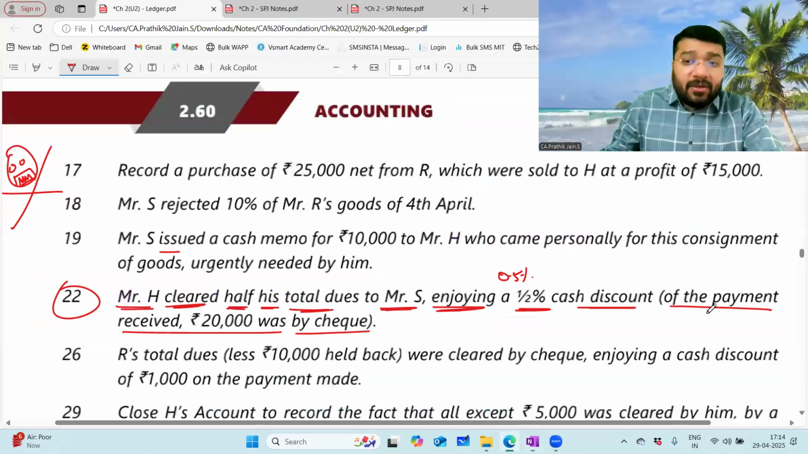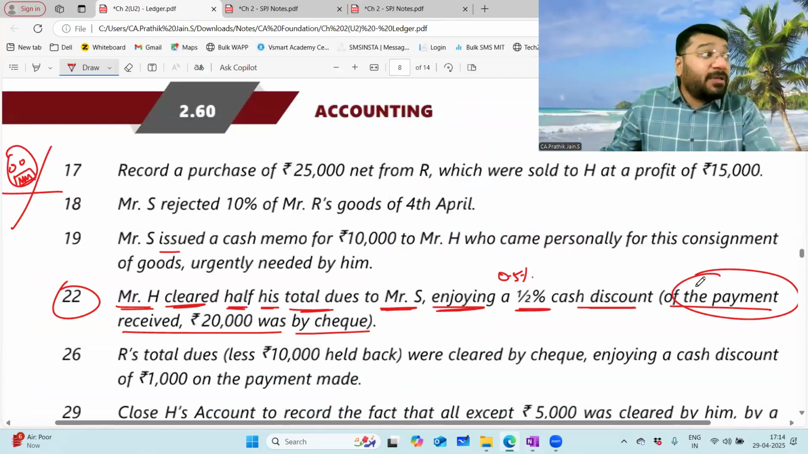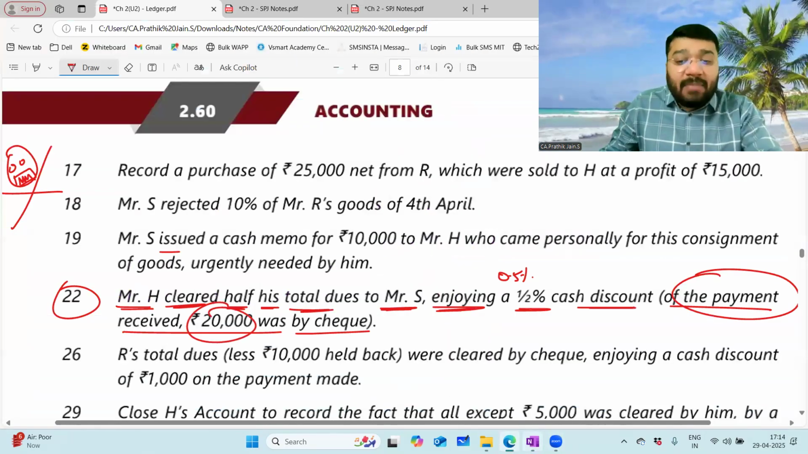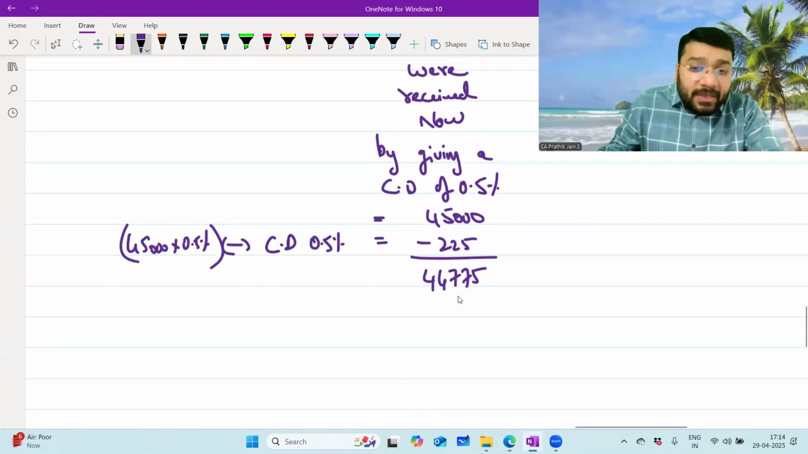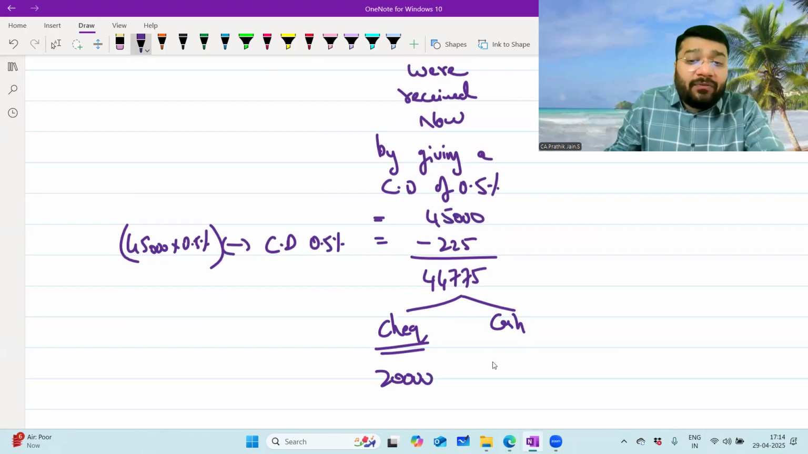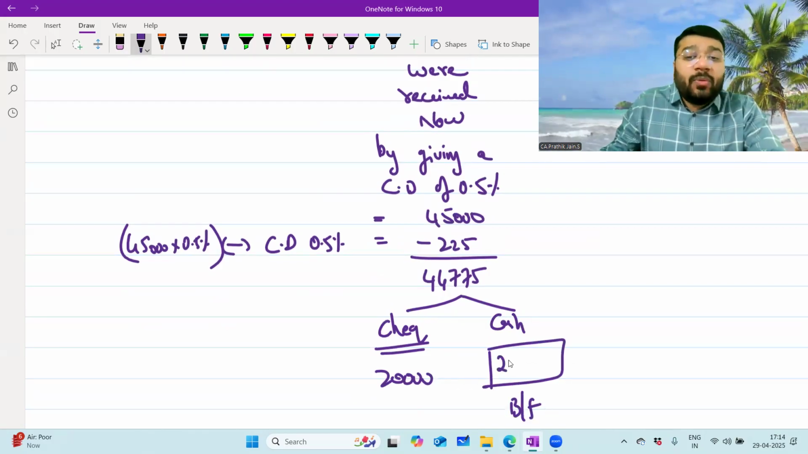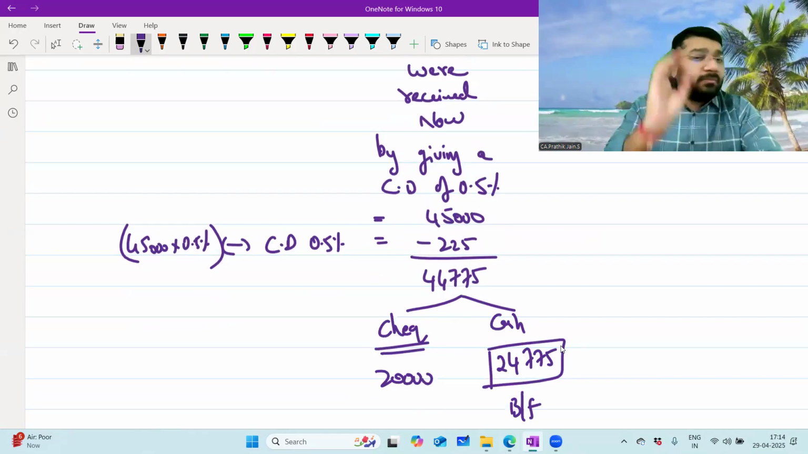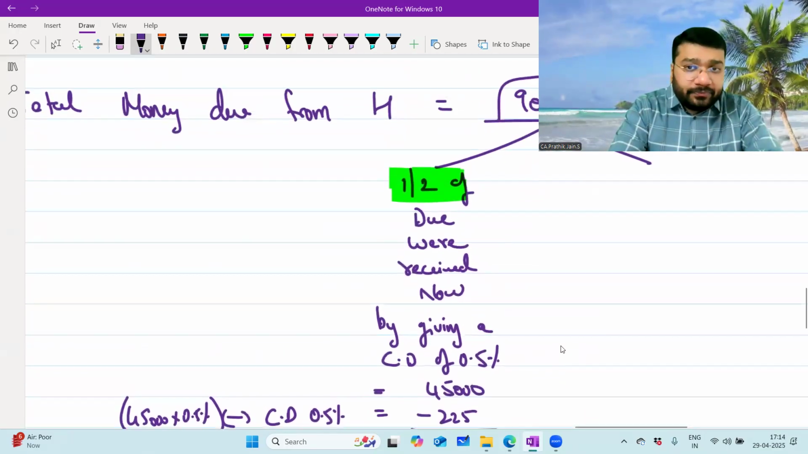How much? 44,775. Of the payment that you're going to receive, how much payment are you going to receive? 44,775. In that, 20,000 was given by way of cheque. So in this, by way of cheque, how much are you getting? 20,000. So balance is coming in form of cash. This is your balancing figure. How much? 24,775. Any problem? Can you copy paste this now?